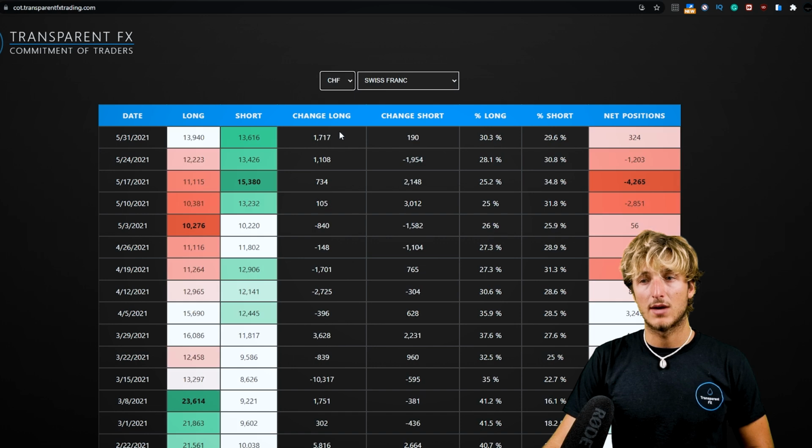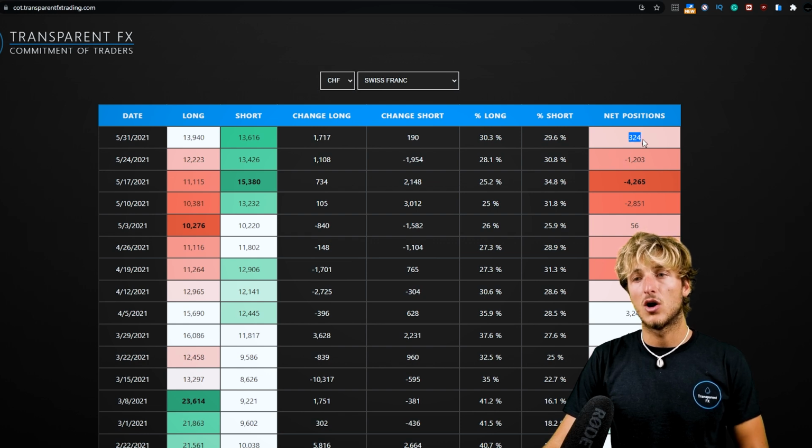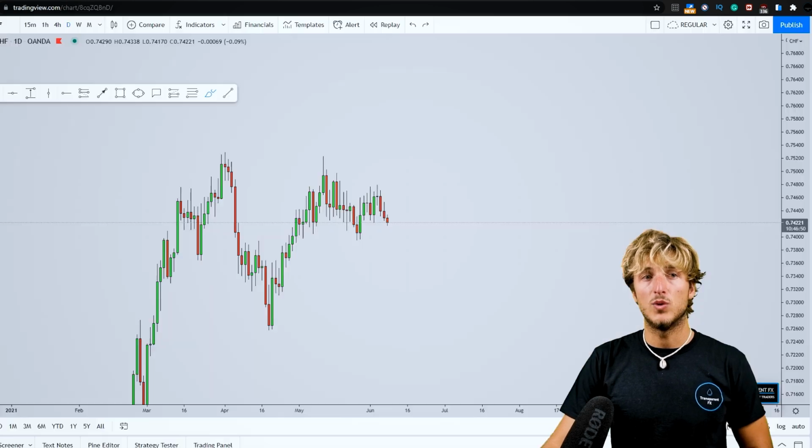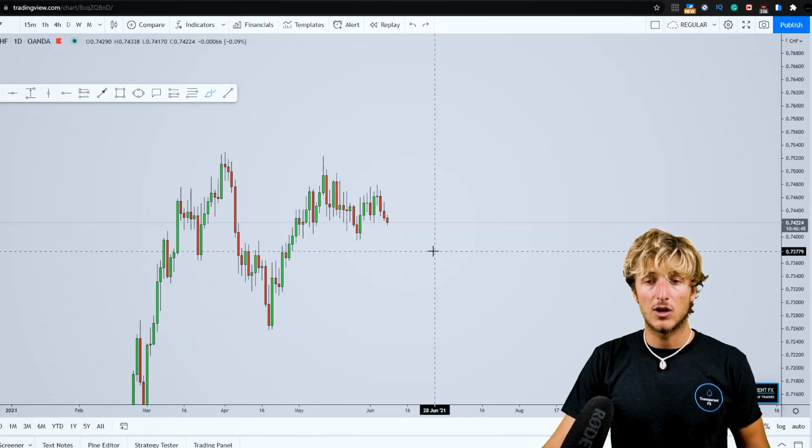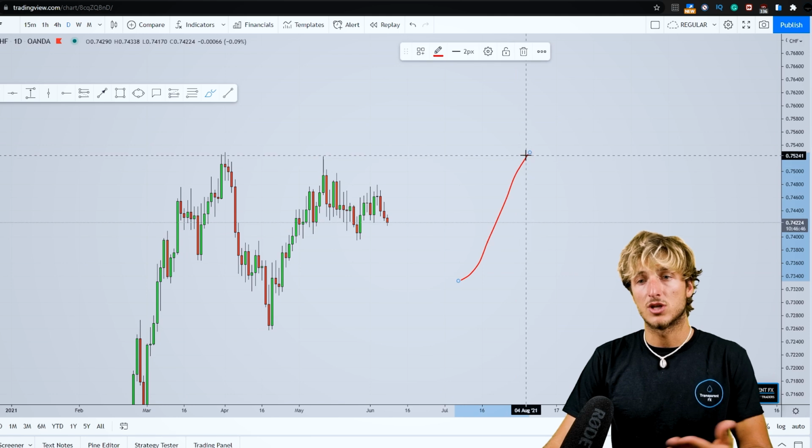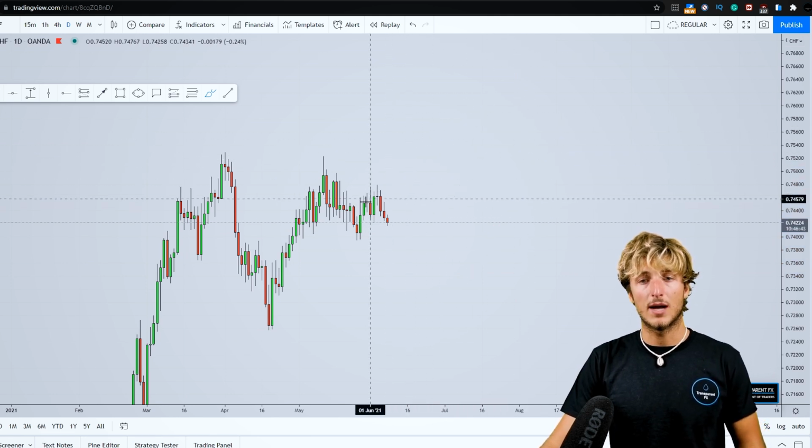And if we go and see what we have on the CHF, we can see how the CHF has been getting weaker with the net positions going from 14k all the way down to 300. So we basically have strong CAD and weak CHF, meaning that obviously if you have strong CAD and weak CHF, the market can easily provide a move to the upside.